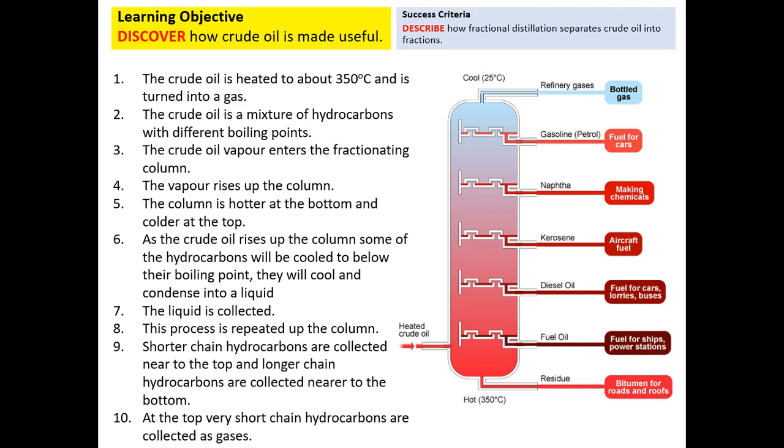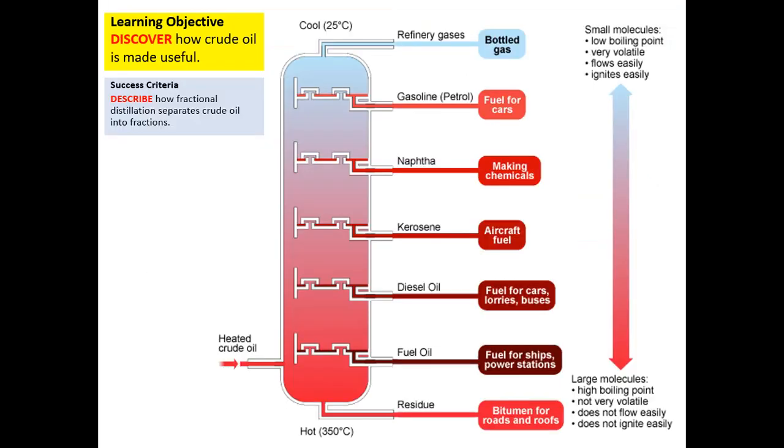Now, as you can see at the top, some of the hydrocarbons have a boiling point so low, under room temperature, that they remain as a gas, and these are removed from the column at the top as a gas. And this is what goes into bottled gas, things like propane and butane. So if we look a little bit at the properties of these different fractions, at the top, you've got your short chain molecules. As you go down the column to where the hotter end of it is, you have the longer chain fractions with the higher boiling points.